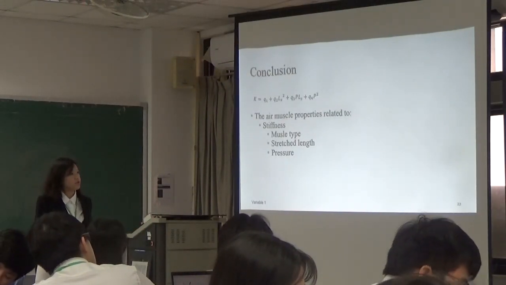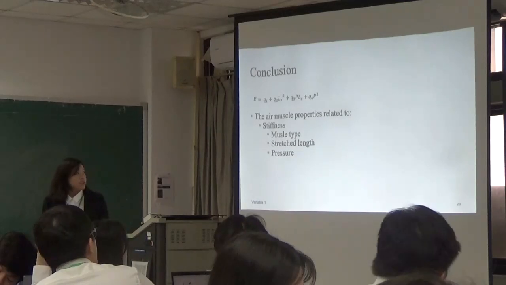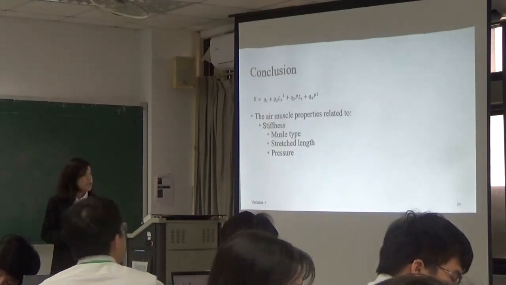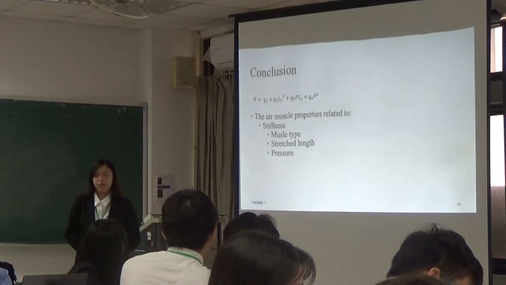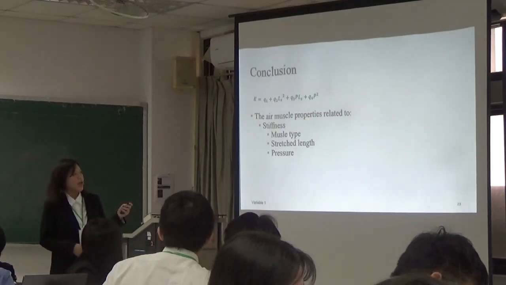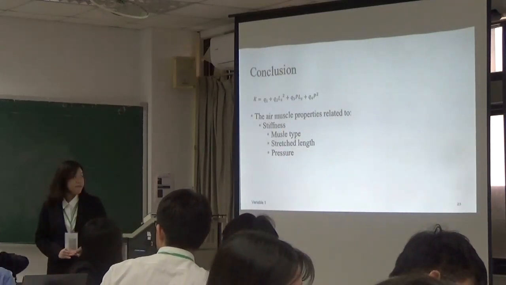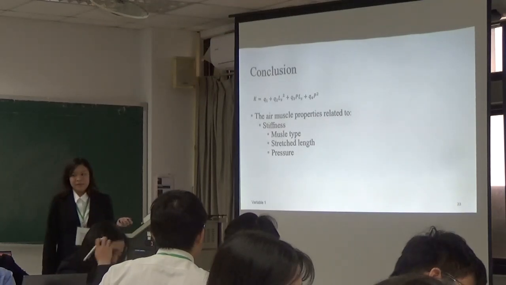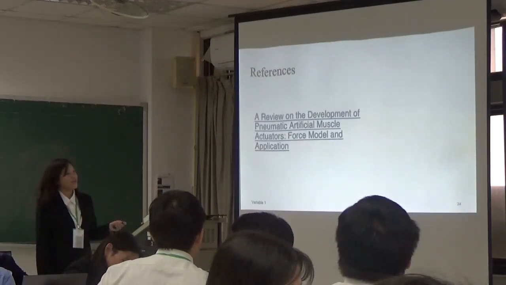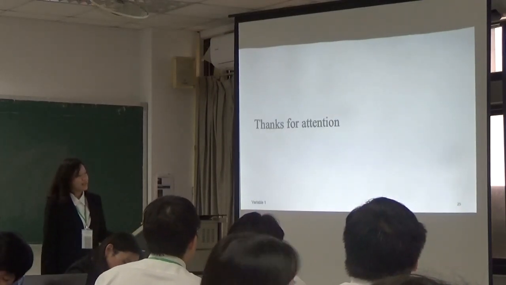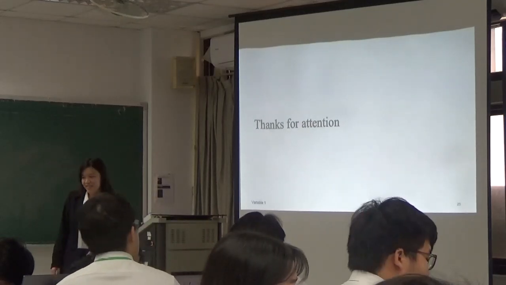And this is my conclusion. The air muscle properties are related to the stiffness, and the stiffness is related to the muscle type, and also the stretched length and the pressure. And these are the references. And thanks for your attention.